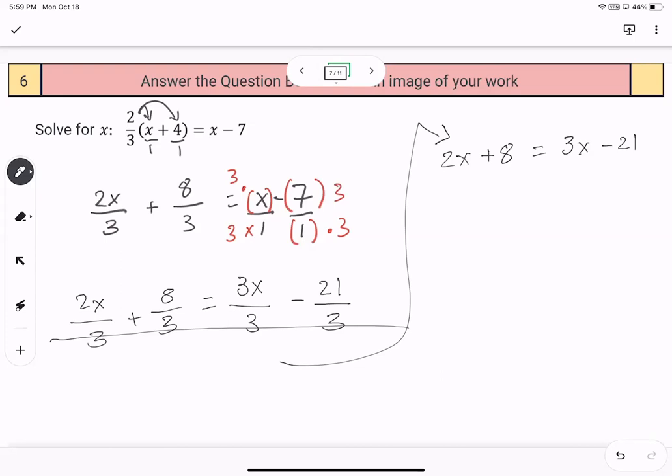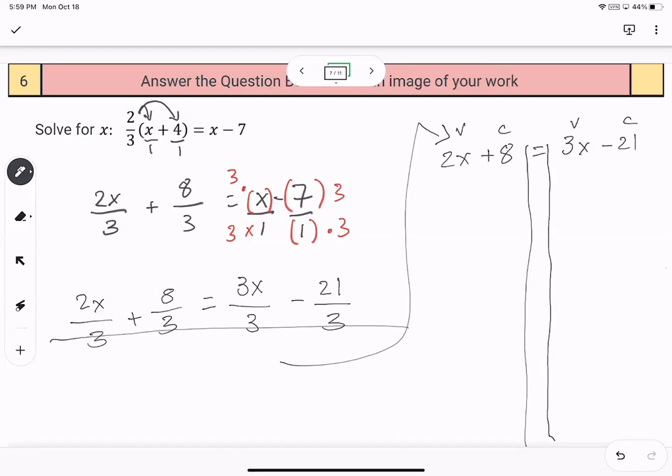Now we have to solve. So I'm going to draw a line all the way down. Again, the goal is to get x by itself. I like getting x to the left side, or the variable to the left side, and the constant to the right. So we have a variable term, a constant, a variable term, a constant.